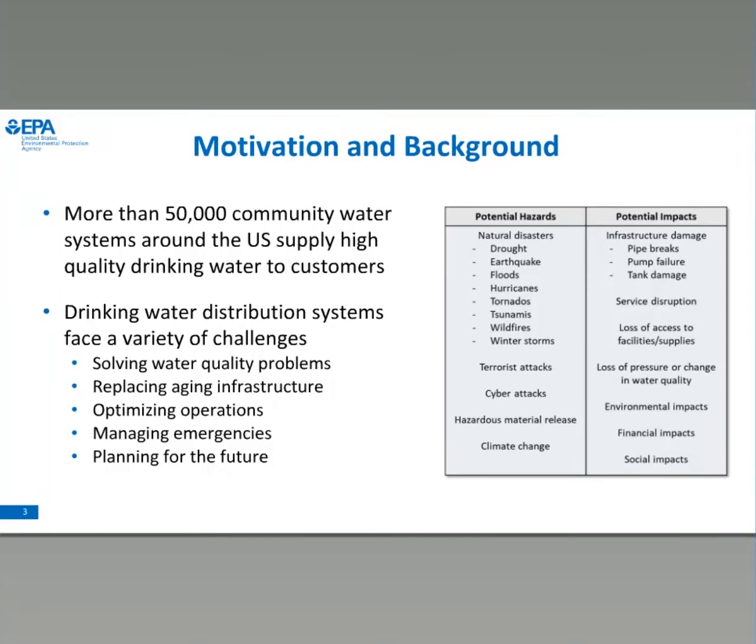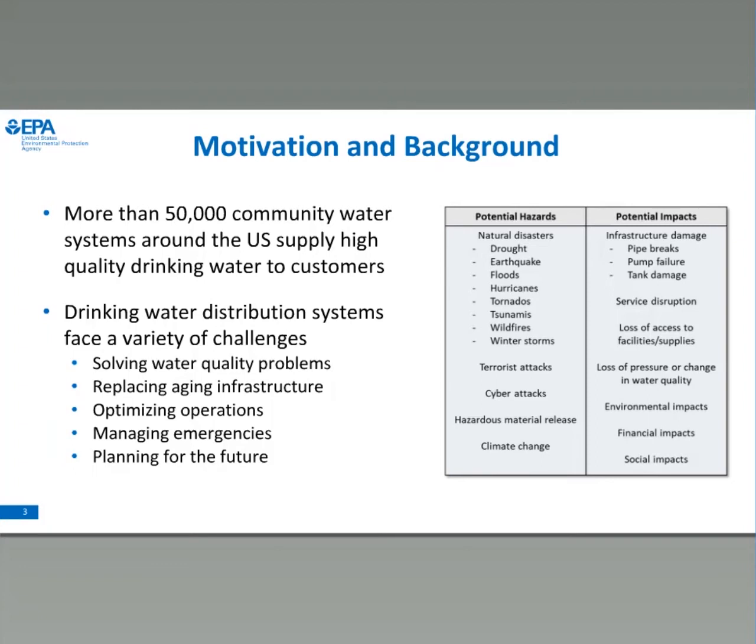A little bit of background and motivation for our research area is that there are more than 50,000 community water systems around the United States that supply high-quality drinking water to customers. However, these systems can face a variety of challenges, such as solving water quality problems like customer complaints, and replacing aging infrastructure, where there might be leaks, broken pipes, or inoperable valves.